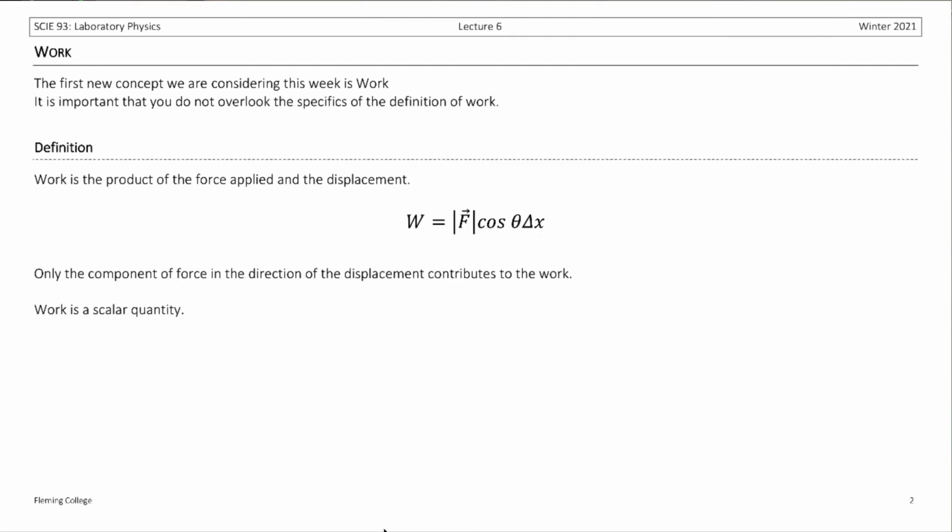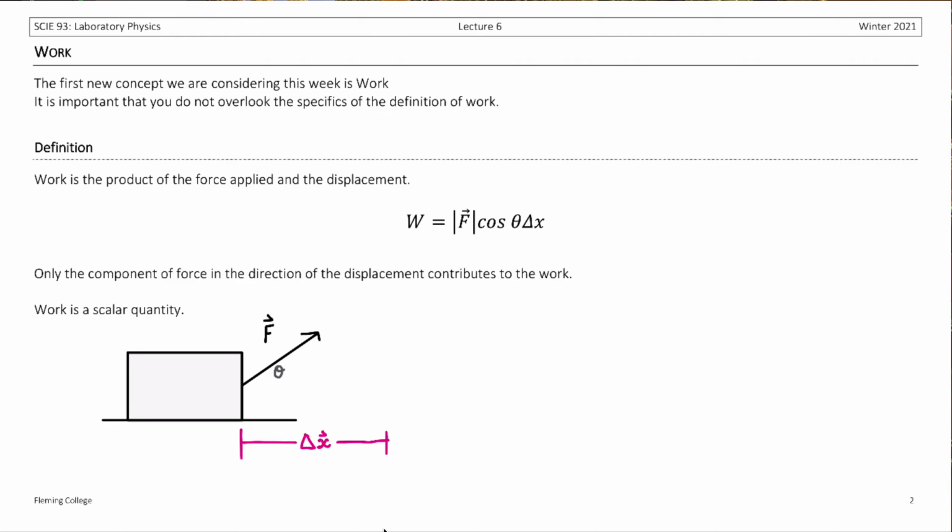When we look at the formula, the cos of theta means that only the component of force that is in the direction of displacement contributes to the work. If our force is applied at some angle theta, and the object moves along a displacement that is on the horizontal axis, then the cos of theta multiplied by the magnitude of the force yields the component of the force that is only in the x direction.